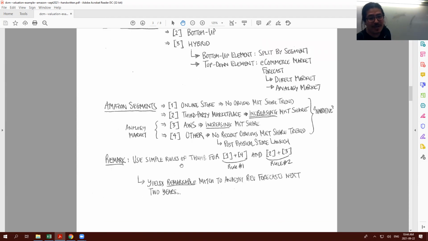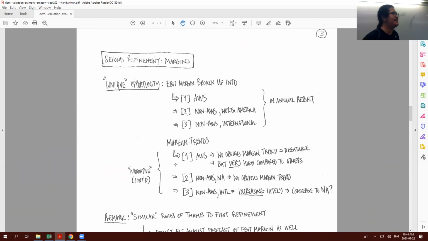So what is our second refinement? Perhaps not surprising, the next one is margins, right? We went through our list: revenue, that's a big deal. Margins, that's going to move the needle. And then, as you can imagine, maybe the third and fourth refinements are going to focus on terminal value. Okay. But hopefully you feel like the way the story is being told, the ordering of the chapters, seems pretty sensible.